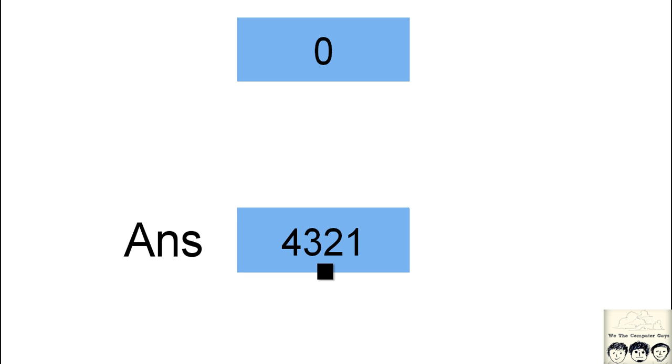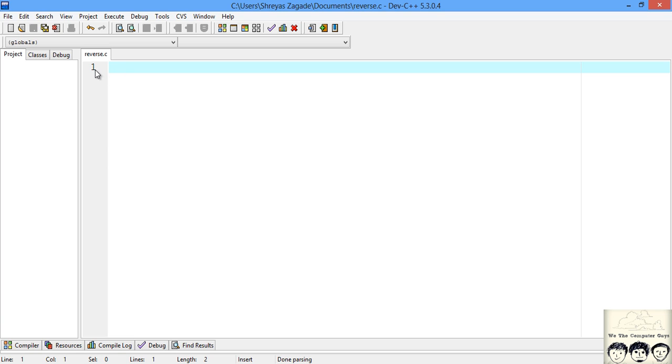So let's quickly jump into the code. As you can see, I've created a file reverse.c. Now in this case we'll be having a different approach from the previous programs. Like in the previous programs we used to write our whole code in the main. Now we'll try to organize our code in functions.